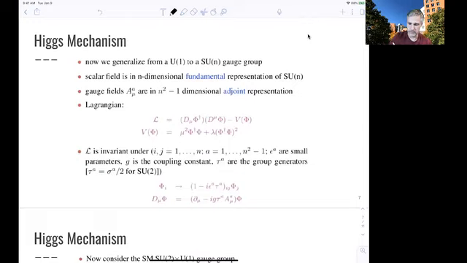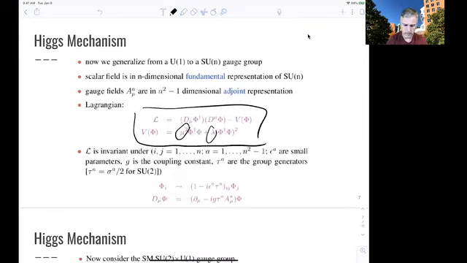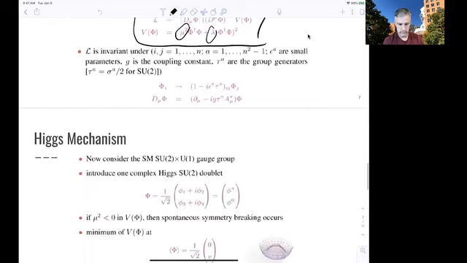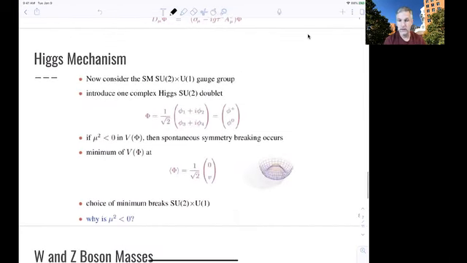And the Lagrangian looks very similar to the one we had before with our potential. Again, we have this mu squared term. We also have a lambda term here. And then we require local gauge invariance again. Okay. So now for the standard model, again SU2 cross U1 gauge groups, we introduce a complex Higgs field in SU2. It's a doublet, meaning it has 2 complex components, which means there's a total of 4 components to it.